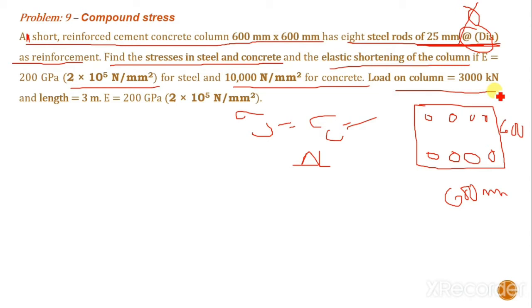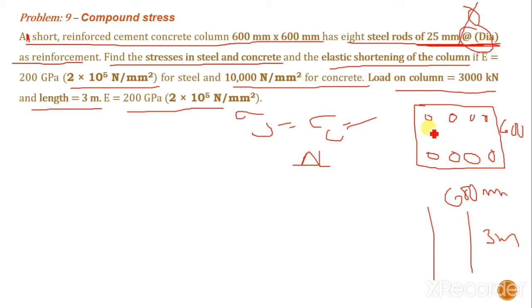Load acting on that column is 3000 kilonewton and the length of the column is 3 meter, and E is equal to this value. So as you can see, the simple thing he asked is, there is a column here with a particular cross section. There are 8 bars of a particular cross section, and now a load of 3000 kilonewton is being acted upon this compound or composite member. The length of the column is 3 meter.